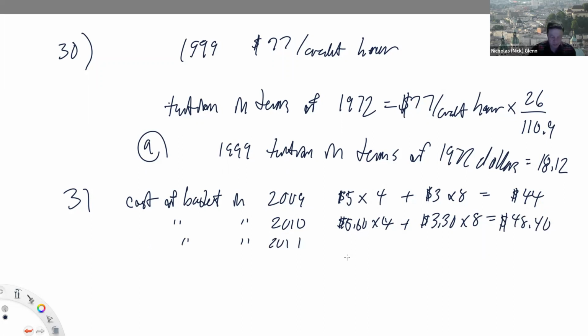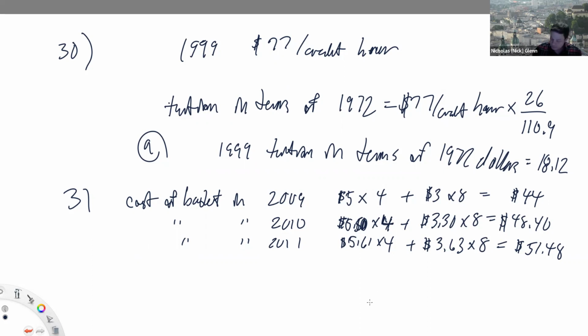What about the cost of the basket in 2011? Well, the cost of the basket in 2011, we said, it costs $5.61 for a hamburger. Still use the same basket for, what about hot dogs? We said that was $3.63. Use the same basket, 8. And we say that cost was $51.41. That's the cost of the basket in 2011.